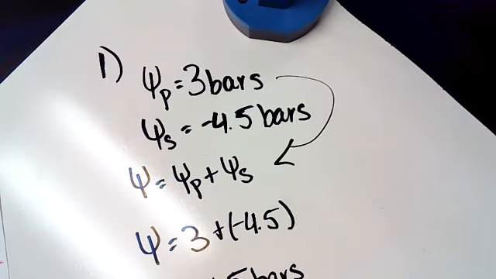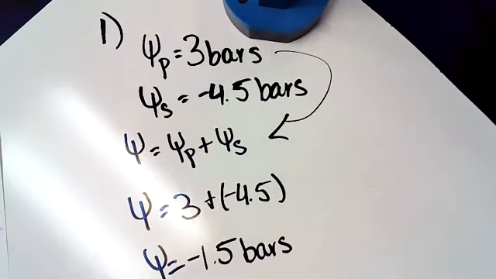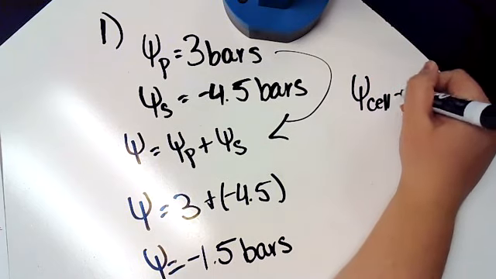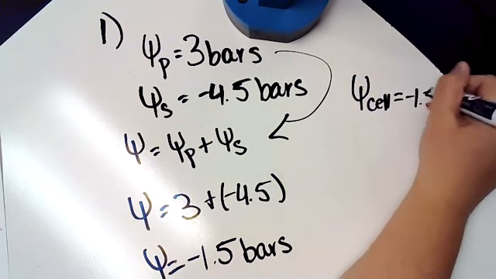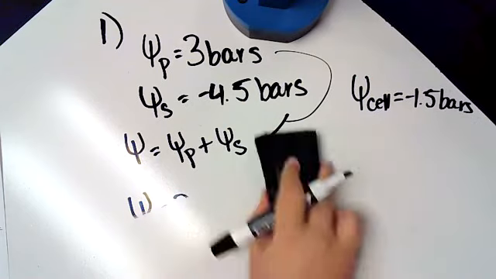as our water potential there. So I'm going to write here up here. So we have our water potential of the cell equals negative 1.5 bars. So we keep that there for the next problem.